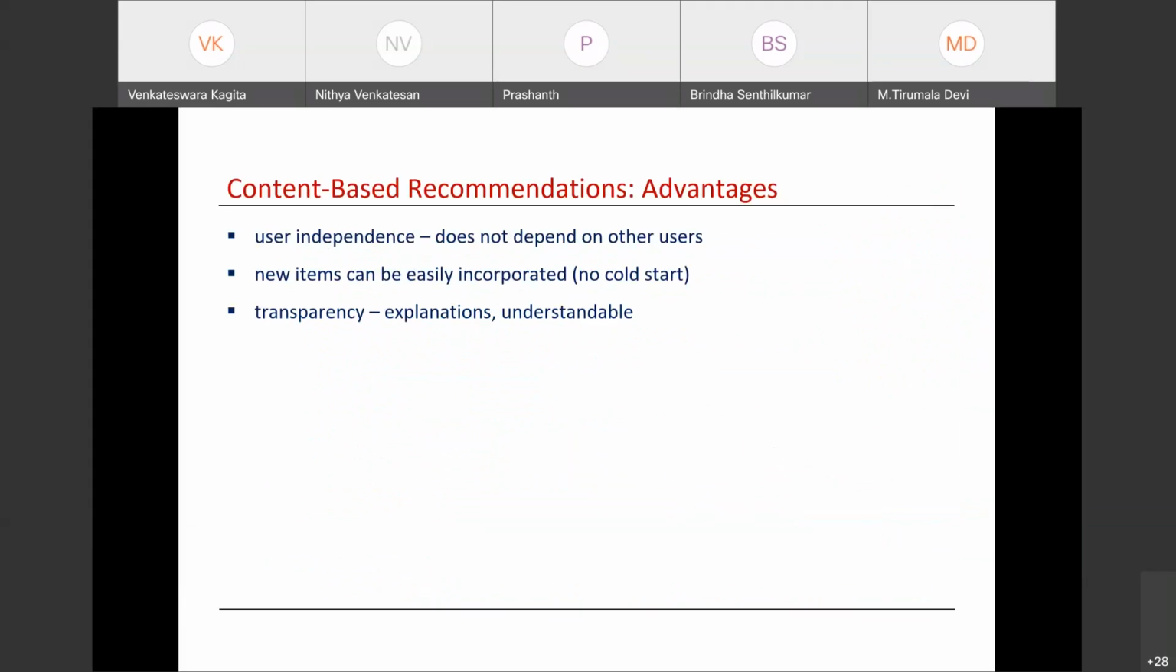So the content-based recommendation advantages, if you see: there is no cold start problem, because we are not depending on any other user's ratings. User independence is there, it does not depend on any other users, and new items can be easily incorporated. And there is transparency. Explanations can be given for why something is recommended, because it is similar to the items that you have liked in the past. So it is easily understandable. And by the way, there is something called justifiable recommender systems, in which we give an explanation of why we have recommended a certain item to the user.